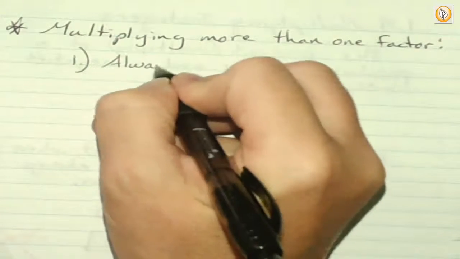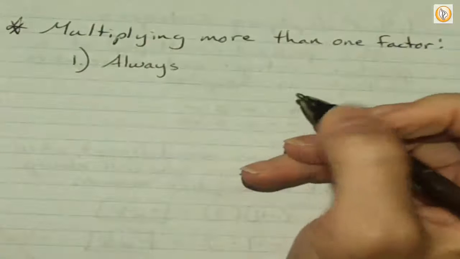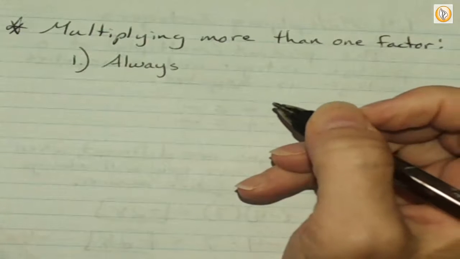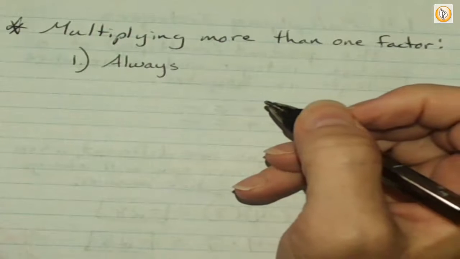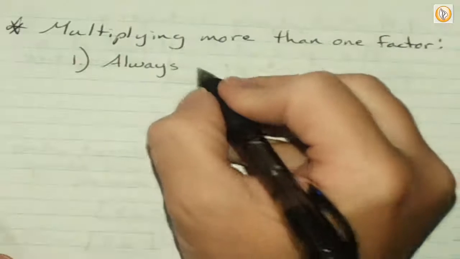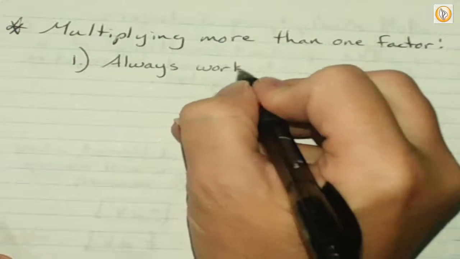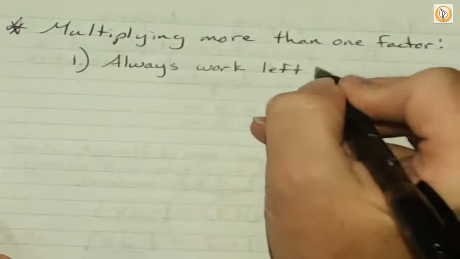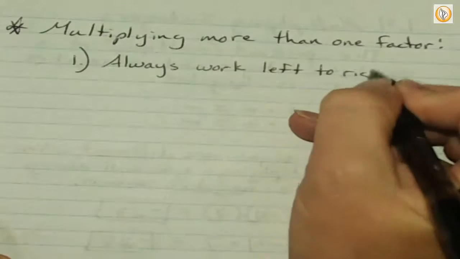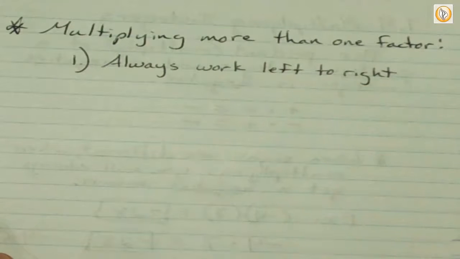Now, this is a good rule of thumb because in this chapter, you're doing order of operations. You need to learn to work left to right. Don't always jump around everywhere, because you need to get into the habit of working left to right.